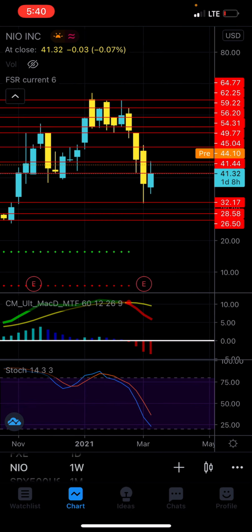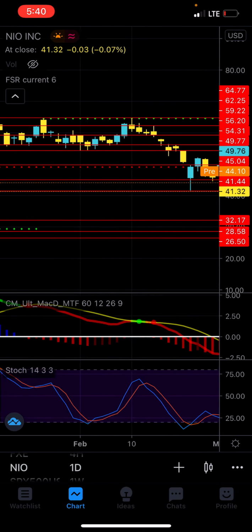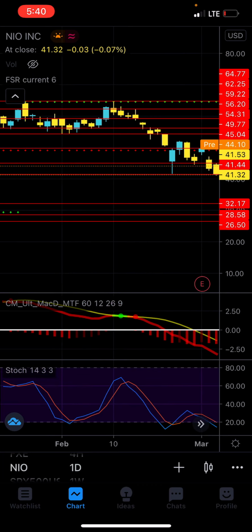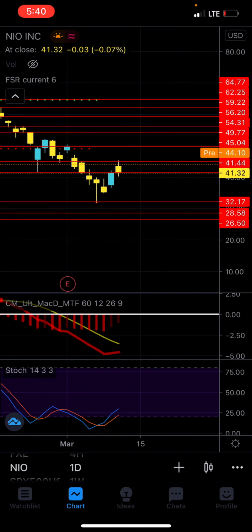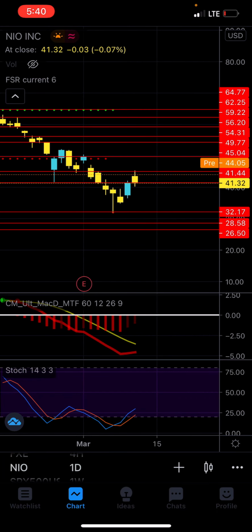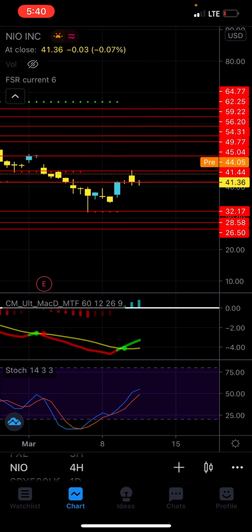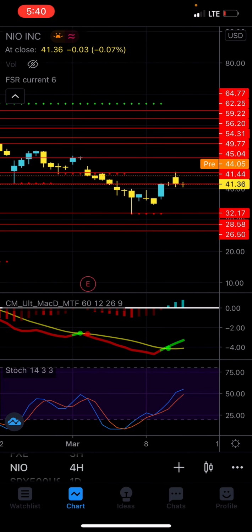So already you guys can see that there's a lot of support and resistance that NIO has been through. We know that it's been trading not necessarily sideways, but there's a lot of places where it can bounce or consolidate back and forth, right? And after this, we're really just looking at where it can actually bounce from here.